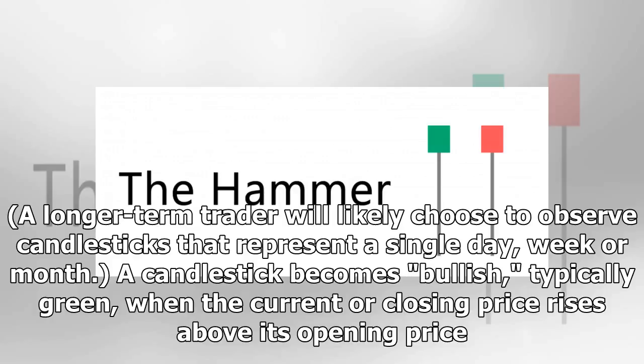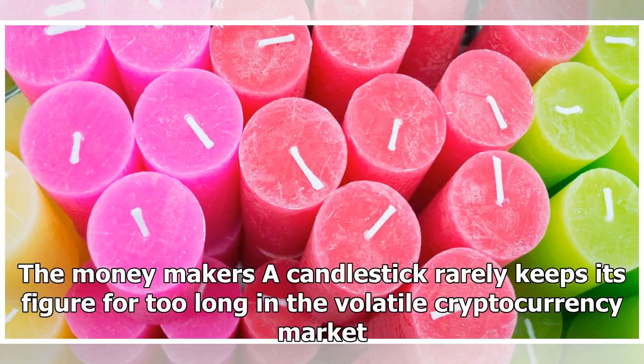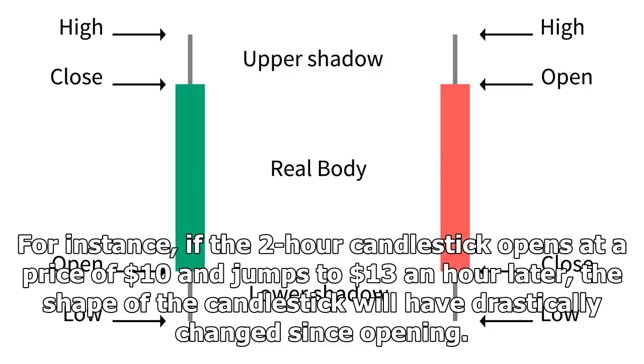A candlestick becomes bullish, typically green, when the current or closing price rises above its opening price. The candlestick becomes bearish, typically red, when its current or closing price falls below the opening price. Money makers. A candlestick rarely keeps its figure for too long in the volatile cryptocurrency market. For instance, if the 2-hour candlestick opens at a price of $10 and jumps to $13 an hour later, the shape of the candlestick will have drastically changed since opening.